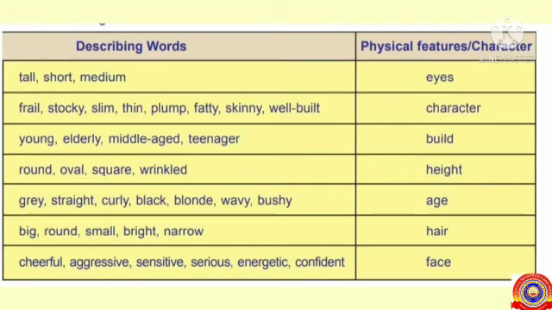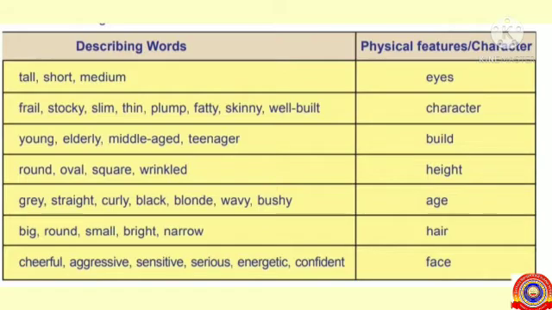Then second one, frail, stocky, slim, thin, plump, fatty, skinny, well-built. Identify the physical feature. Yes, build. It tells about build. Young, elderly, middle-aged, teenager. What is the physical feature? Yes, age. It tells about age.